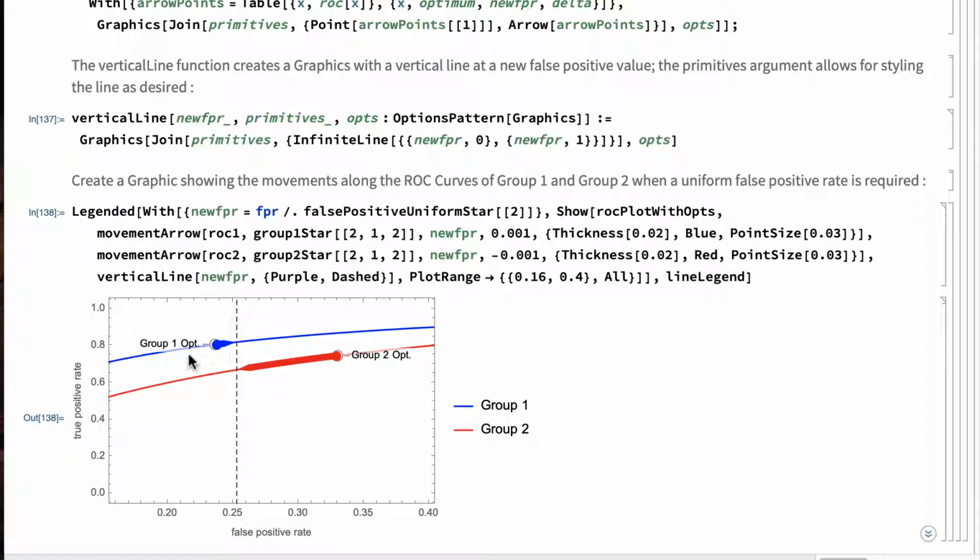Why is group 2 moving more than group 1? Because group 1 has a lot of people in it, and so a little movement has a bigger effect than when group 2 moves.